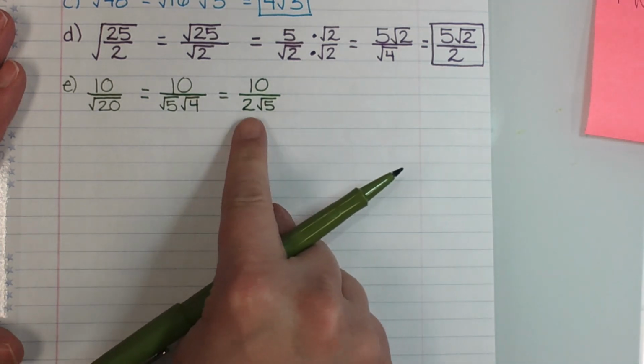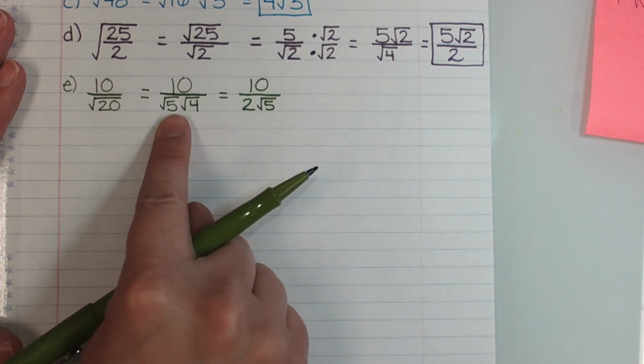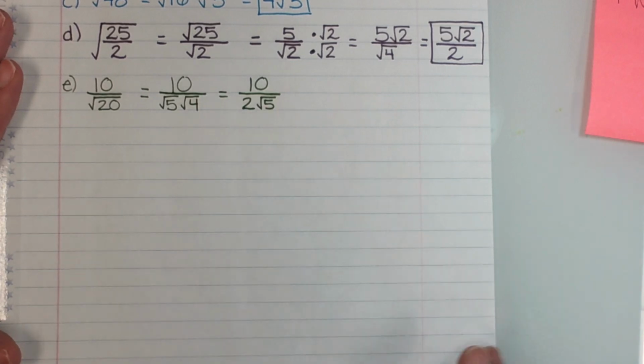If you skip to this, I am okay with that. Just be careful. Make sure you're not writing 4 square roots of 5. But you don't have to write this step. If you're a person who tends to miss things, write that step. But I don't care if you go directly to this.